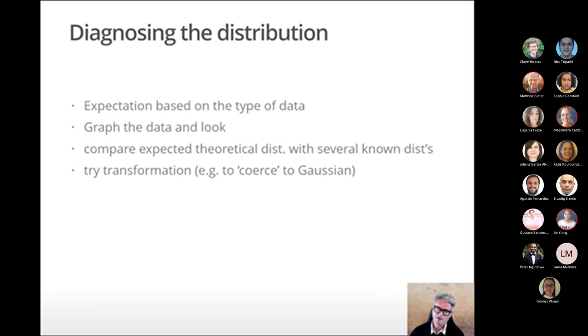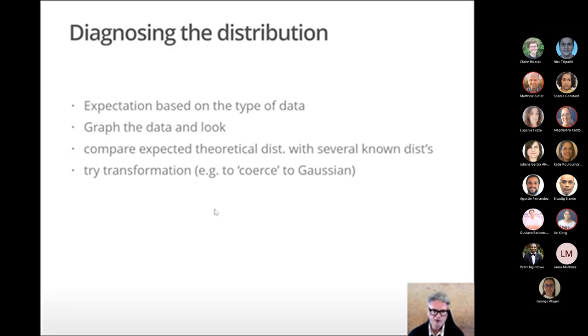And then another little tool in the toolbox here is we try transformation. The idea of this is, what if we have a skewed variable and we apply a transformation like a square root to squash the values? And we call this coercing the data, coercing it to Gaussian.